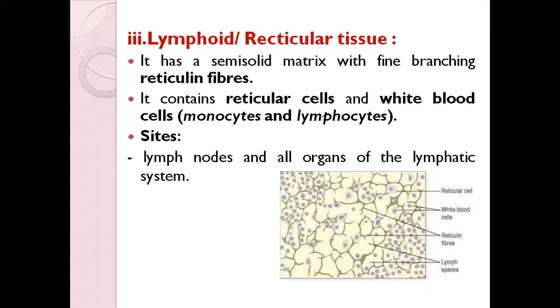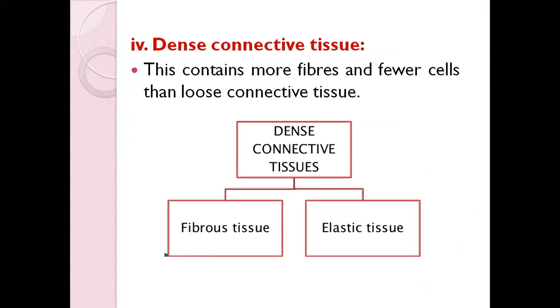So next we will move to the fourth one, which is called the dense connective tissue. What is the main difference between the dense and the loose connective tissue? In the dense connective tissue, we are seeing more fibers and very few cells, cells in the sense of your macrophages, your mast cells, fibroblasts, all those.